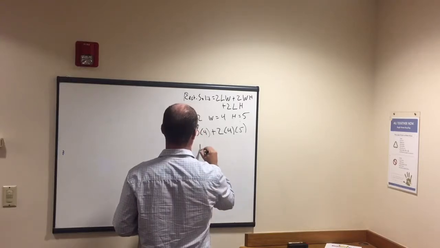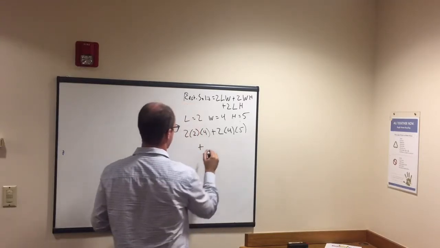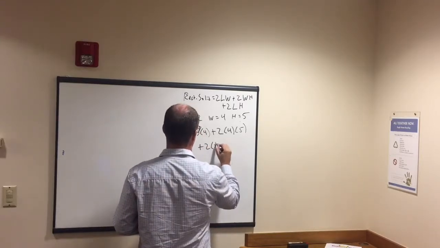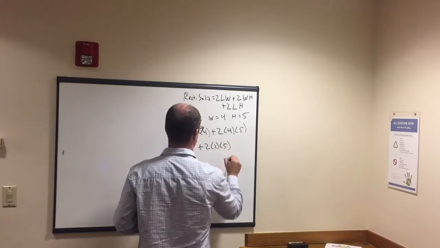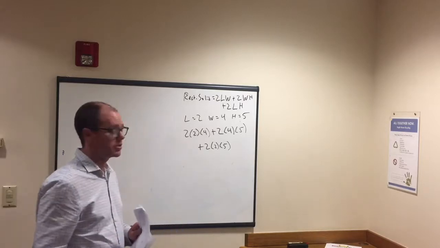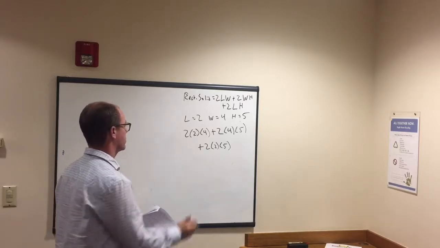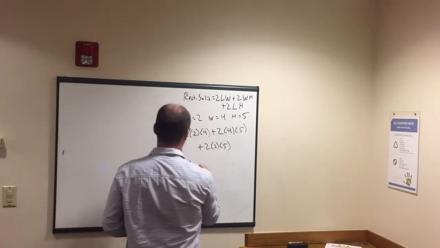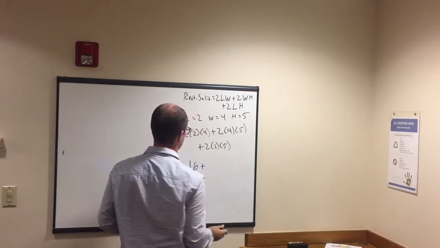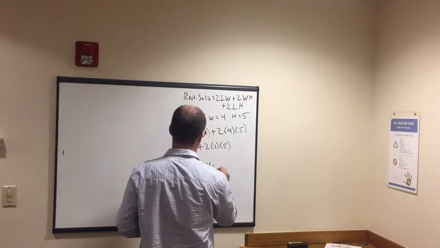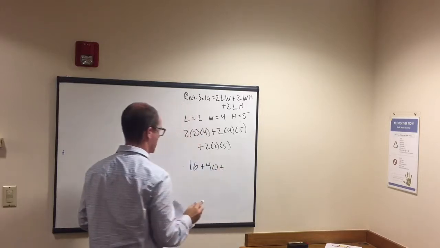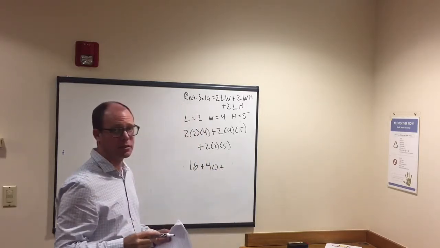That's width and height. Third one, 2 length height. 2 times 2 times 5. Now we just need to multiply and then add. So 2 times 4 is 8, times 2, that's 16. 5 times 4 is 20, times 2, that's 40. 5 times 2 is 10, times 2, that's 20.